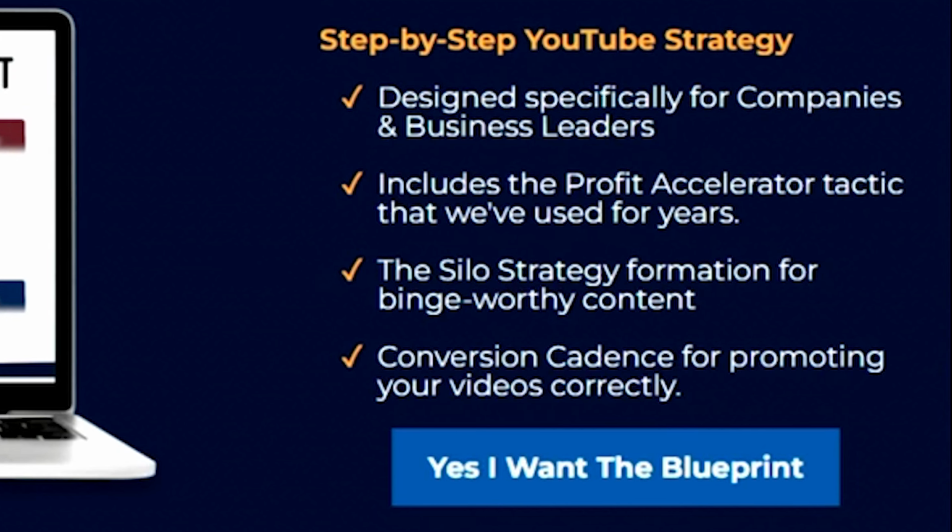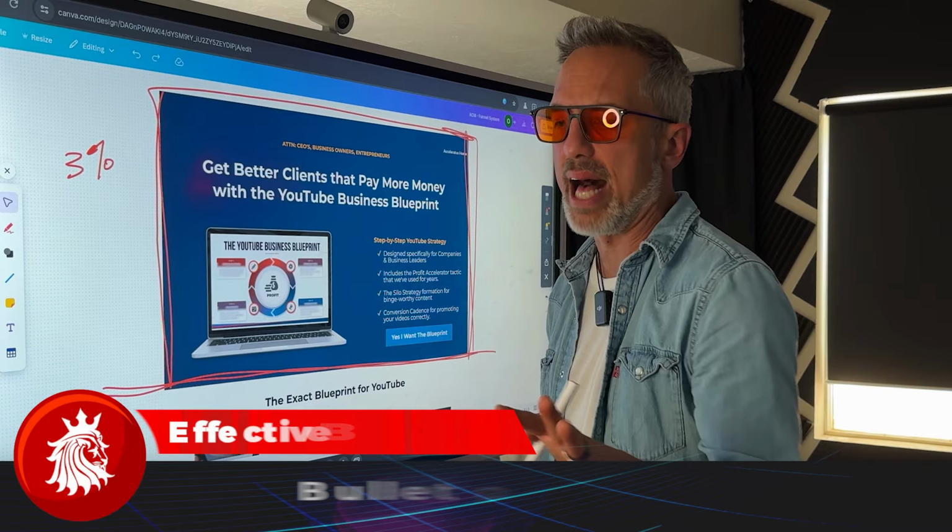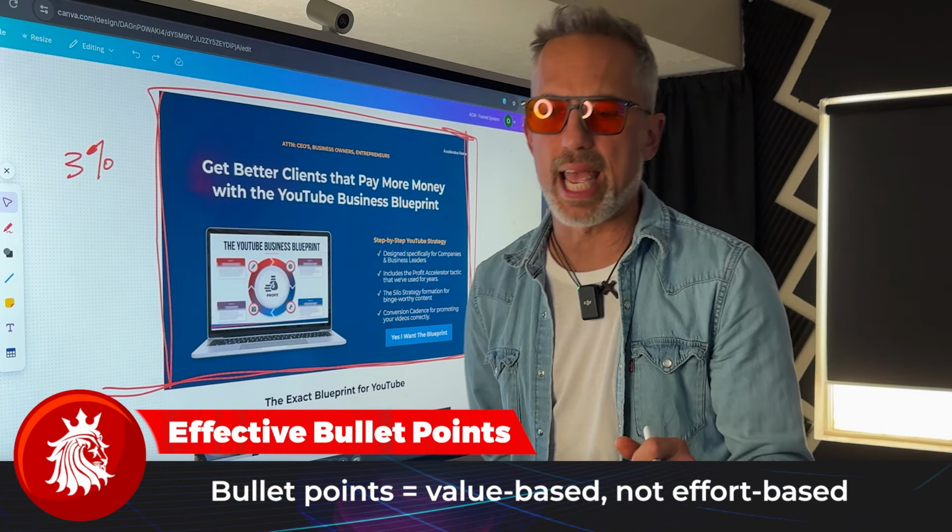We try to use really simple human language. The silo strategy formation, because we know that the silo strategy, people love it, so we mention it. Conversion cadence for promoting your videos correctly. Here's something really powerful about your bullet points: your bullet points could each be targeted. They all need to be value-based versus what's in it.